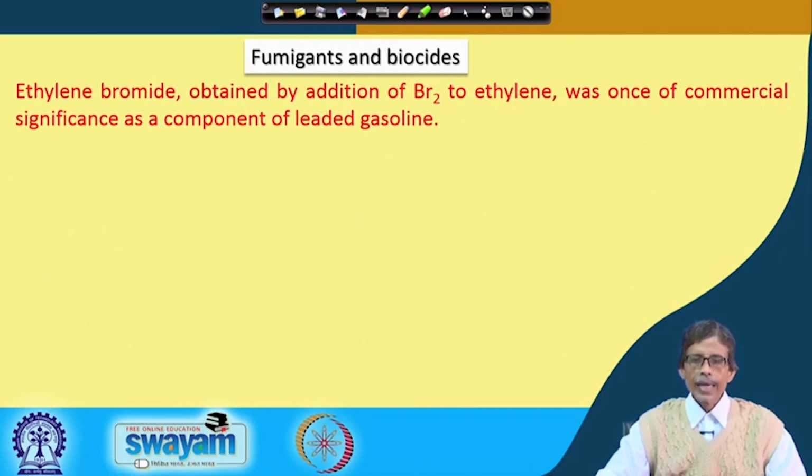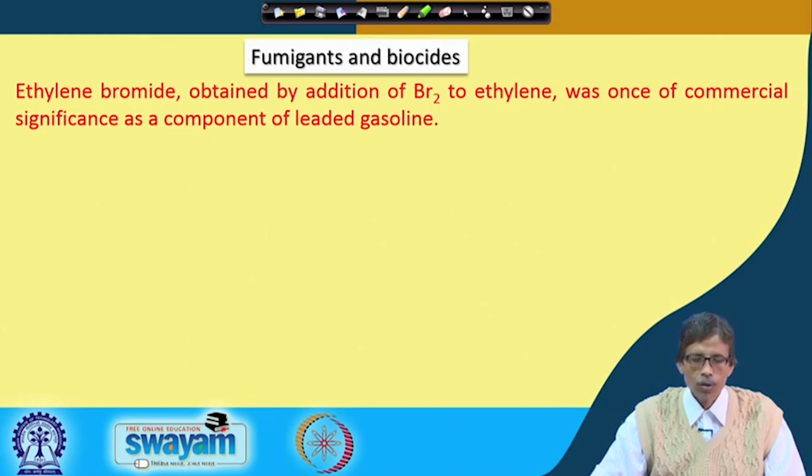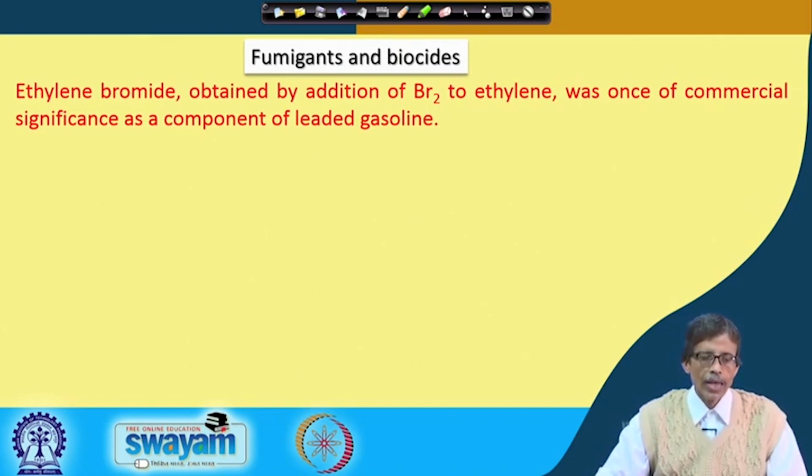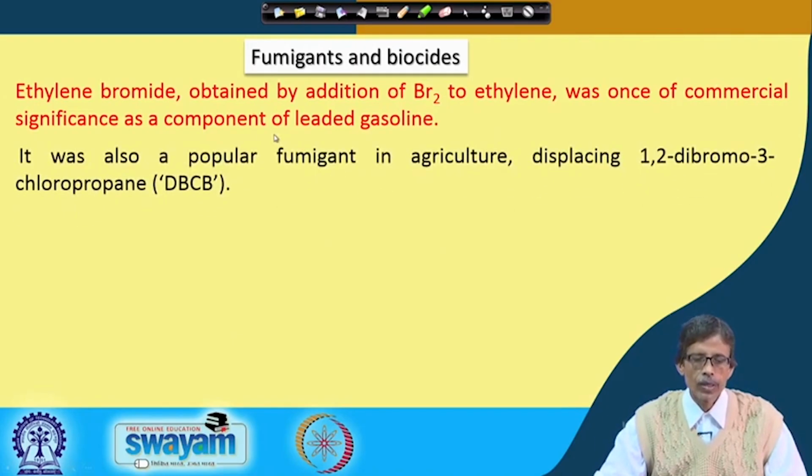So, the direct addition is the typical addition reaction of bromine on the carbon-carbon double bond. It is also a commercially important procedure as a component of leaded gasoline. Ethylene bromide, like dibromomethane, is added as a leaded gasoline component for improvement. It was also a popular fumigant in agriculture.